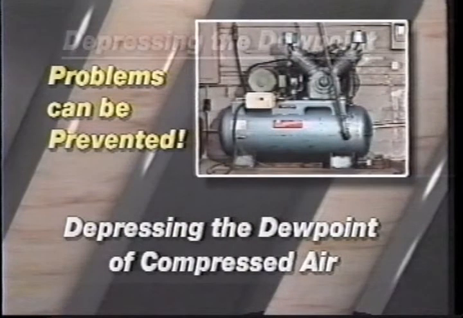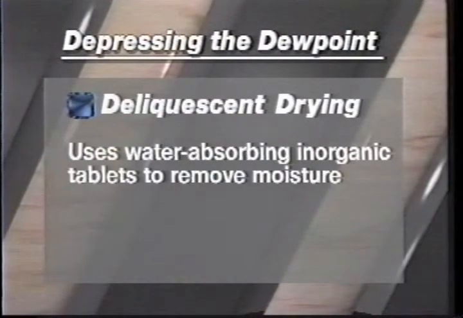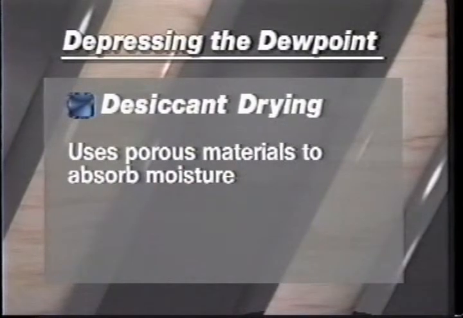There are 3 techniques to accomplish this. Refrigeration drying, which condenses liquid by cooling. Pressure dew points are limited to 35 degrees Fahrenheit to prevent freeze-up. Filenco dryer filters are often used to produce dew points below freezing where required, downstream of the refrigeration dryer. Deliquescent drying, which uses water-absorbing inorganic tablets to remove moisture. And desiccant drying, which absorbs moisture with porous materials.